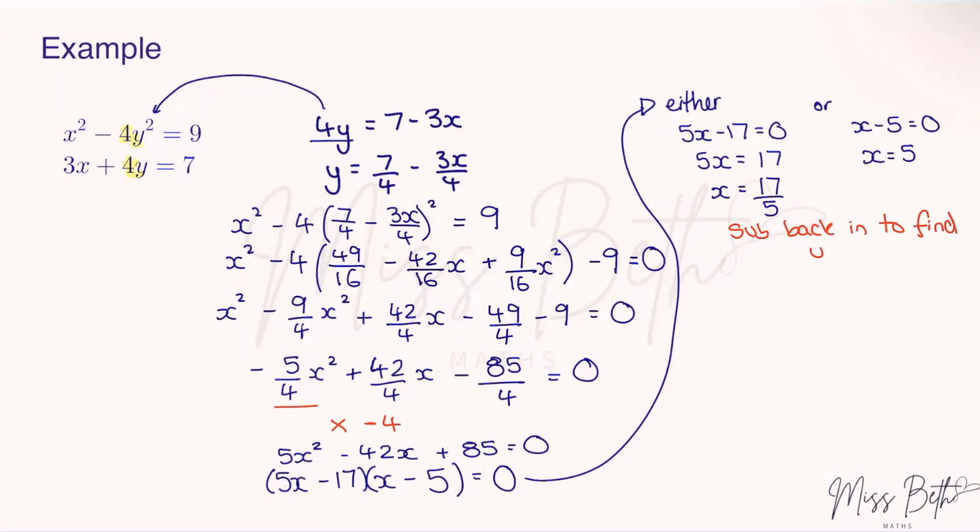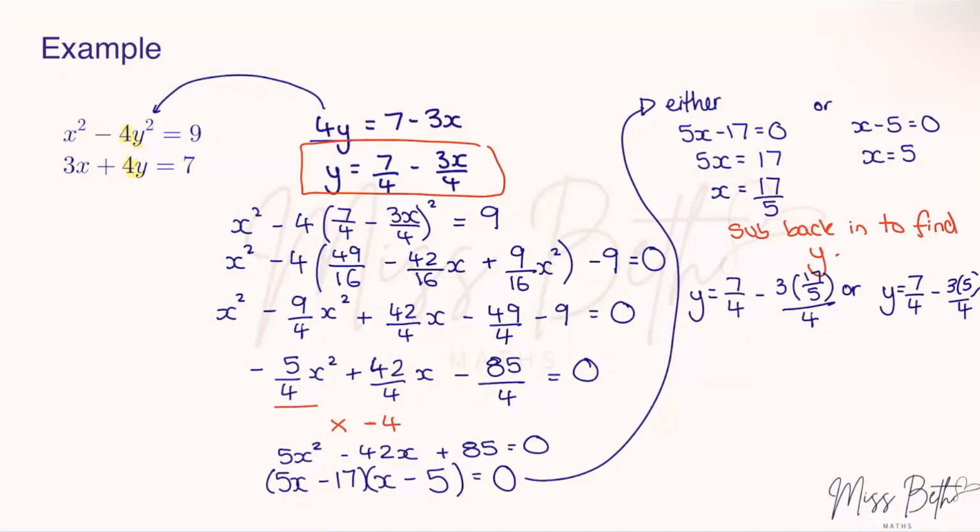And then at this point, I want to sub back in to find y. To make my life easier, I'm actually going to sub back in to my rearranged equation where it was y equals. So we're going to have either y equals 7 over 4, subtract 3 lots of 17 over 5, all divided by 4, or we have y is equal to 7 over 4 minus 3 lots of 5 over 4.